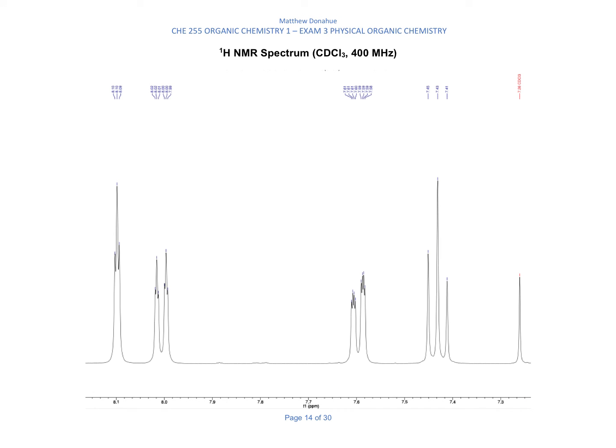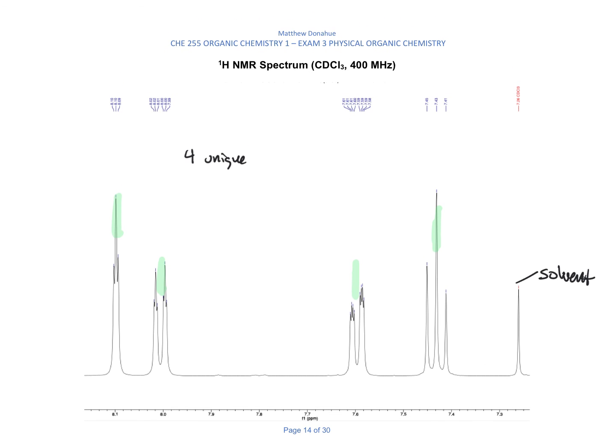Here's the proton data. The first thing we want to do is just count the unique sets. This is 1, 2, 3, 4. And so we're not confusing ourselves, this is solvent, so we do not count that. So we have 4 unique sets shown. From the prior data, we have 5 total hydrogens though.